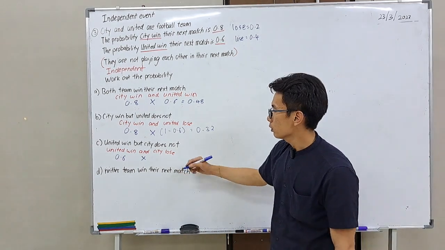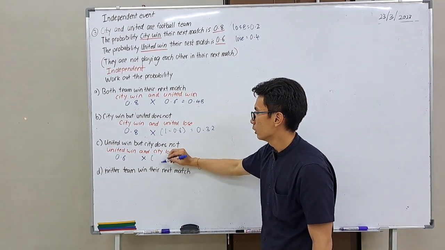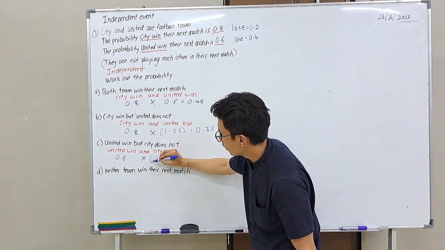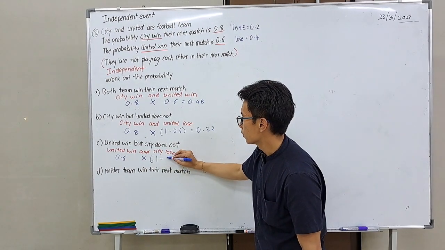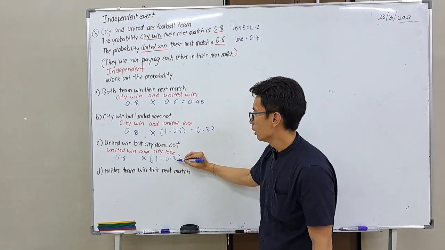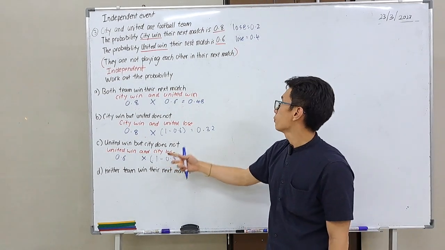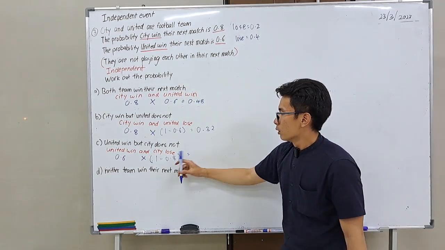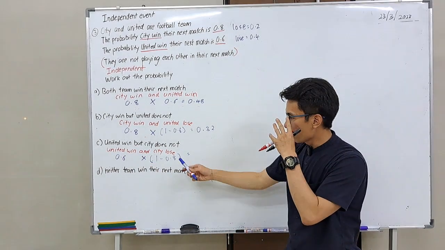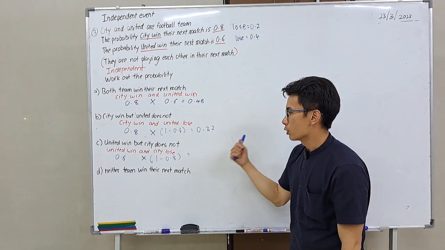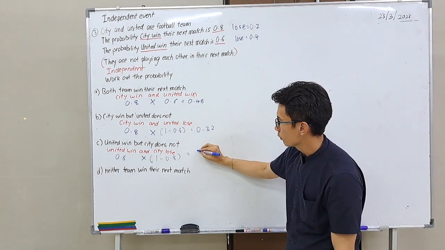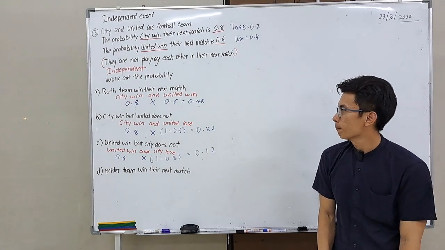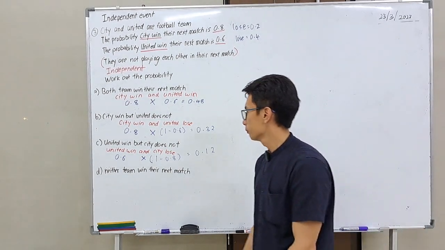Okay, so of course, I can write down here 1 minus 0.8. Correct or not? Then you can simplify. We already know it's 0.2. So 0.6 multiplied with this, which is 0.2, should give me 0.12 over here. All right?